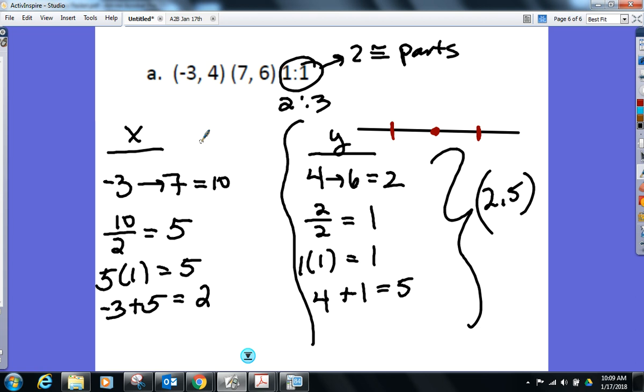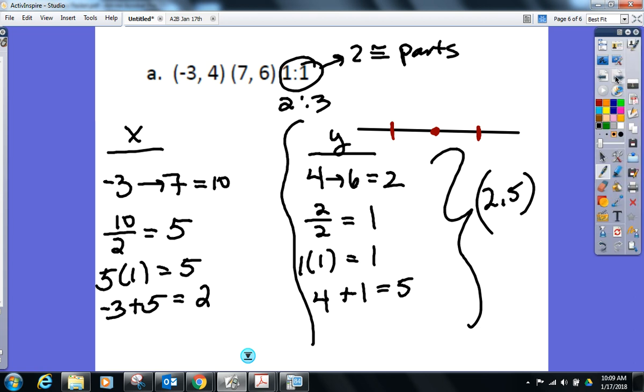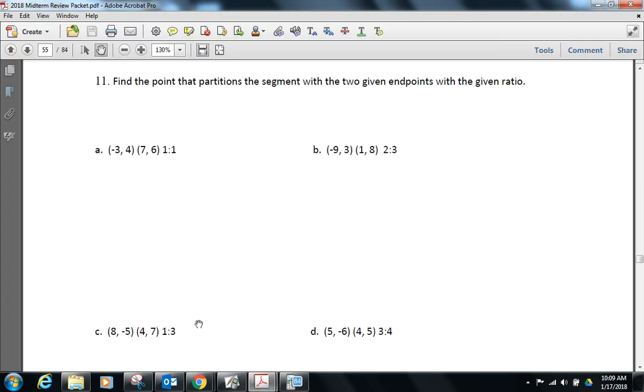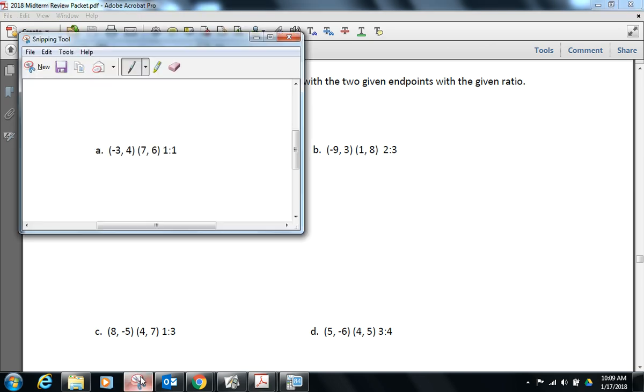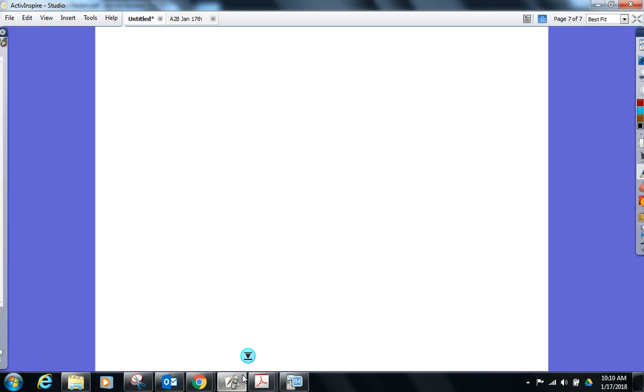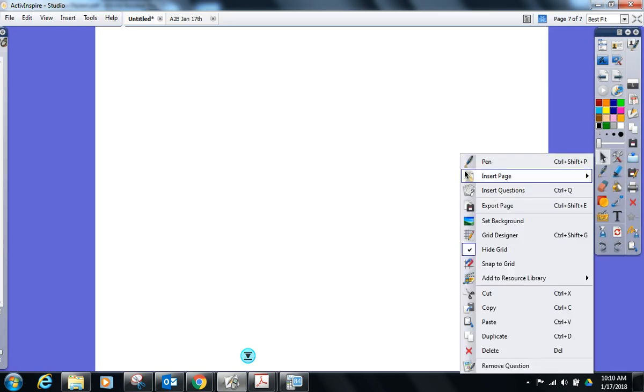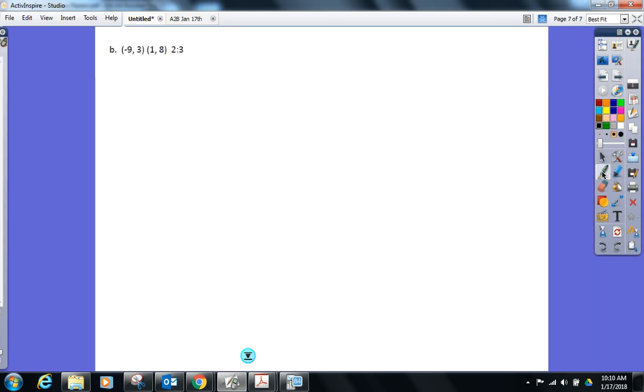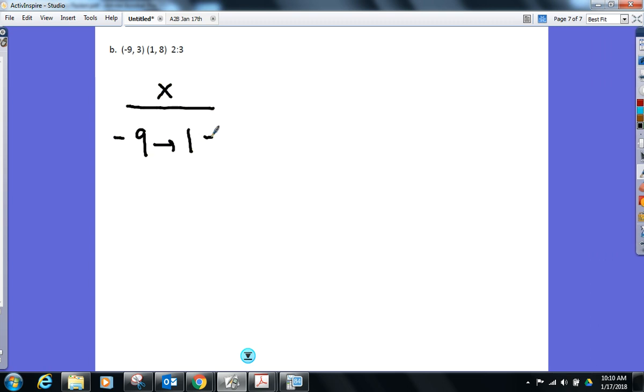Nathan? Sure. So you want to do a little part B, 2 to 3 here? All right, here we go, Nate. -9 to 1. That's a total of 10 units. Right? How many parts are you dividing up into? 5. So I'm going to take that 10 units and divide it up into 5 equal parts.